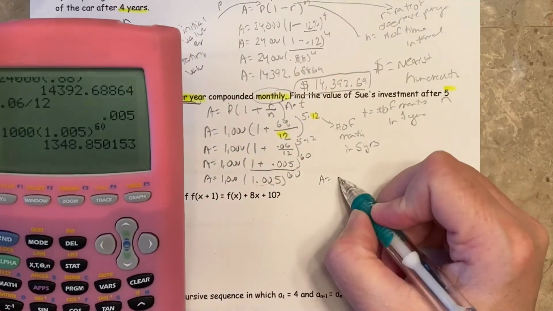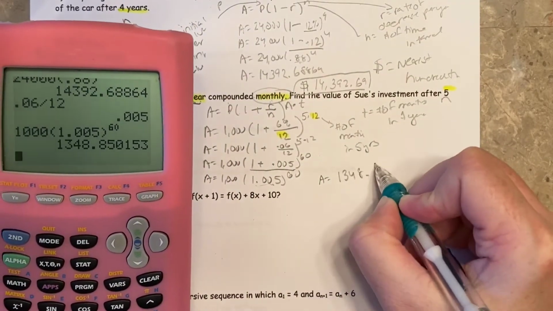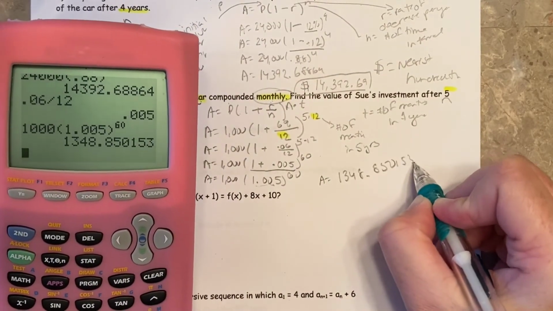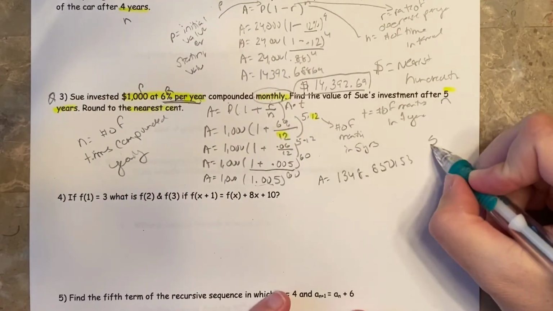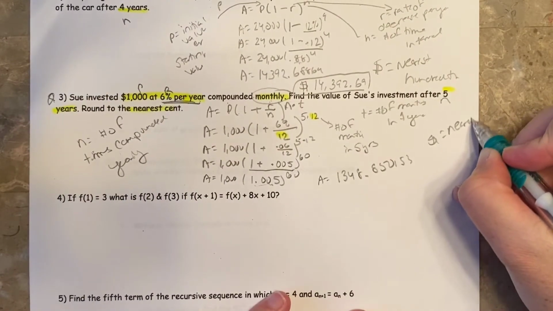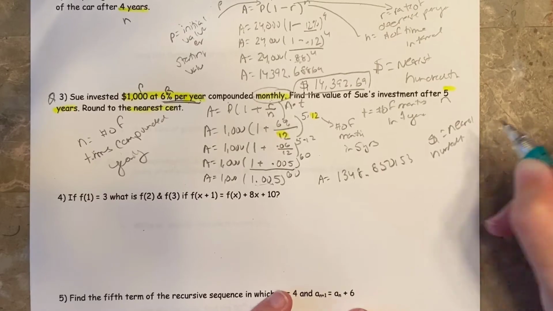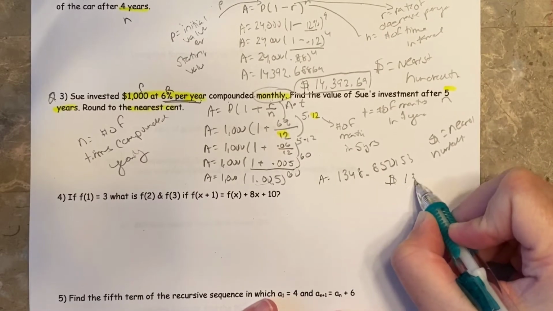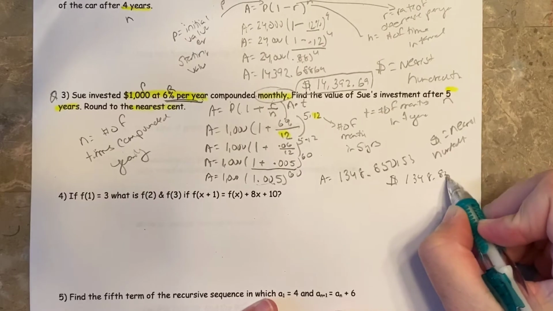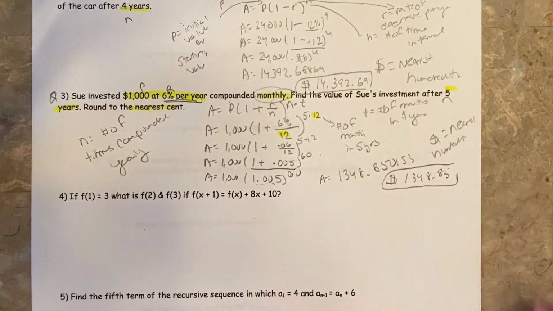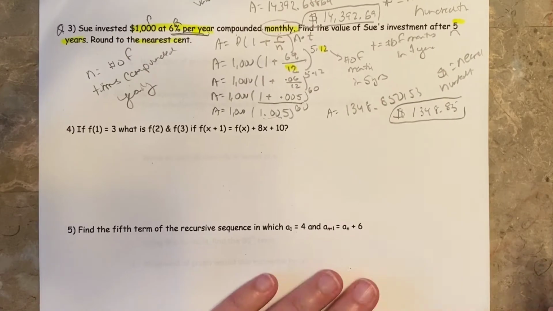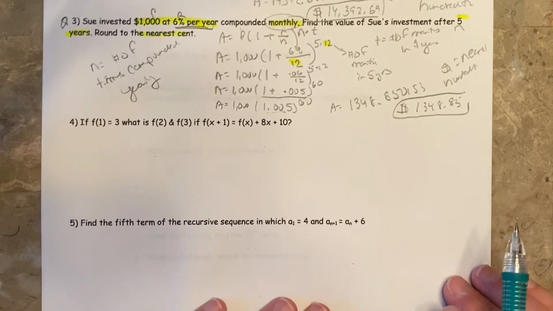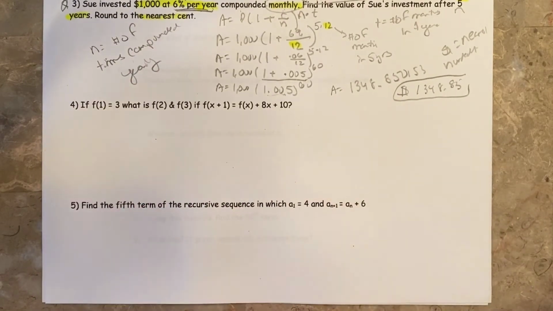And we have 1,348.850153. But again, it is money, and money is always nearest hundredth, whether they tell you or not. That's what it always is. So we get $1,348.85. So that is question number 3. That was our tough one. All right, so now the rest of the questions are going to be sequences from this point on, okay?